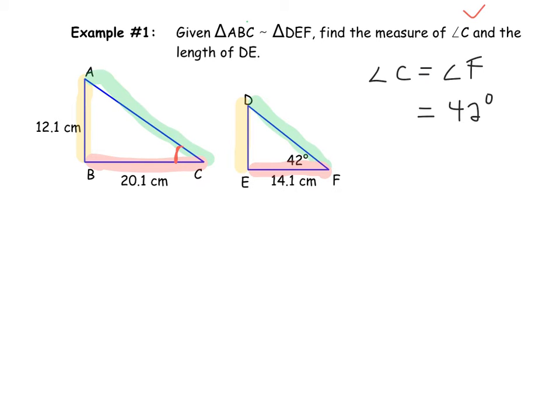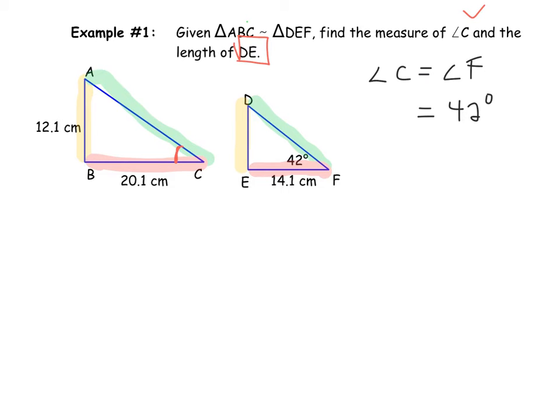Now the other piece that I need is to find side DE. Now, let's look at what information I have. So I have side BC and EF, and those are two sides that I have information for, and they happen to be proportional to each other. So that is handy. And the other side that I have is side AB, which is proportional to DE. So DE is my unknown. So I'm going to set up a proportionality statement that will allow me to solve this.